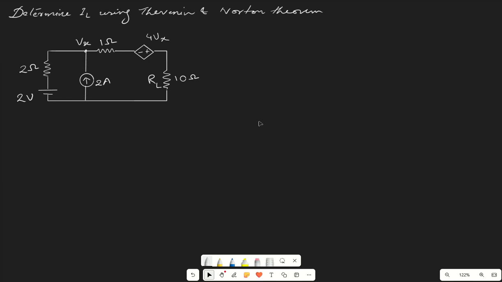Hello everyone, welcome back. So we are going to continue our discussion on Thevenin and Norton theorem, and now we are going to introduce what will happen if we have a dependent source and we have to determine or apply Norton and Thevenin theorem. So here we have considered one example, where we have a voltage dependent voltage source which is dependent on this voltage Vx.